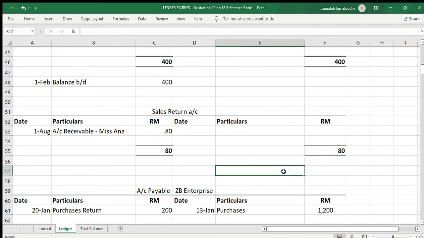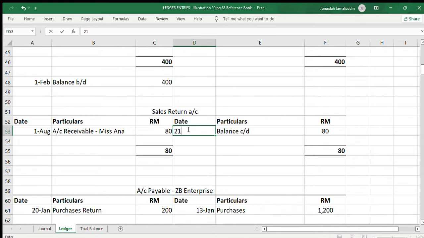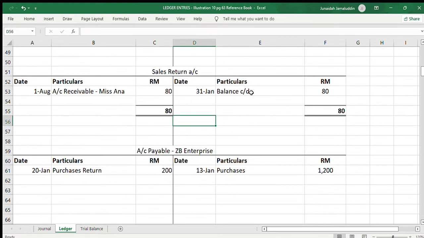Okay. So the difference is at the credit side, kan? So yang kurang adalah di sebelah kredit. Dia kurang sebanyak 80. Alright. So 80 ni is the balance CD for 31st January. Okay, so balance CD ni kita akan bawa ke bulan Februari.